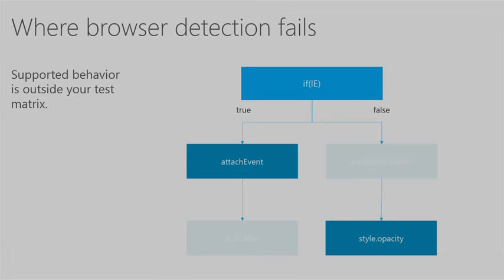For instance, if you had a browser visit your site in this example that supported the legacy IE event model, but had modern support for opacity, browser detection has no way to connect the dots between the two pieces of behavior, even though all of the fundamental capabilities needed to run your site well are available.